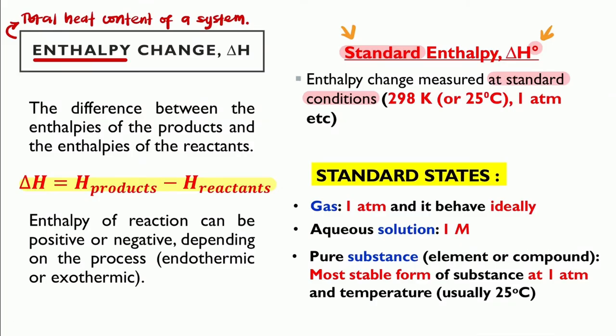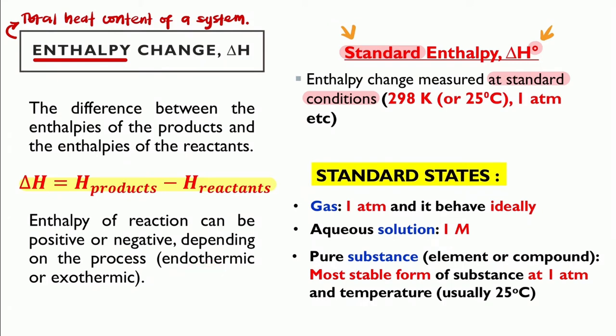Next, we need to know the term enthalpy change, delta H. Enthalpy is basically a thermodynamic quantity, meaning the total heat content of a system. So enthalpy change, or delta H, is the difference between the enthalpies of your products and the enthalpies of your reactants. So H products minus H reactants, then you get delta H. It can be positive or negative, like we saw just now with endothermic and exothermic reactions.